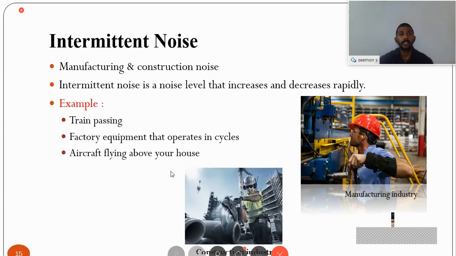Next, we are moving to intermittent noise. Intermittent noise means a sound suddenly comes and then decreases rapidly. The main examples are a flight passing over us, and a train passing near to us. All of that comes under intermittent noise. The sound suddenly increases, and after a short time it decreases rapidly. That is called intermittent noise. This can also be measured using a sound level meter.